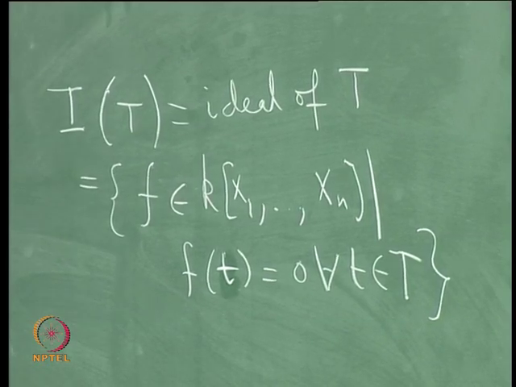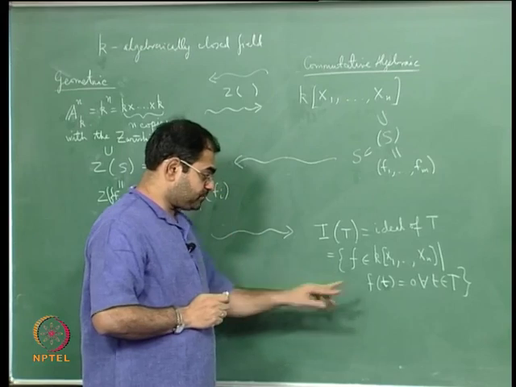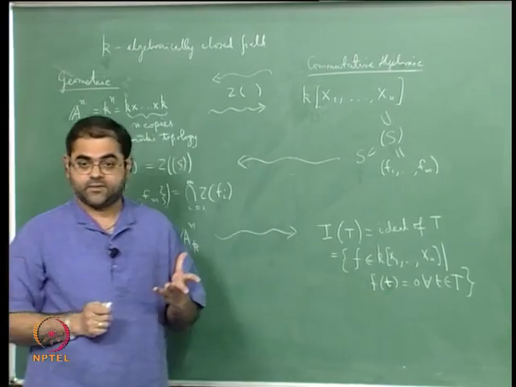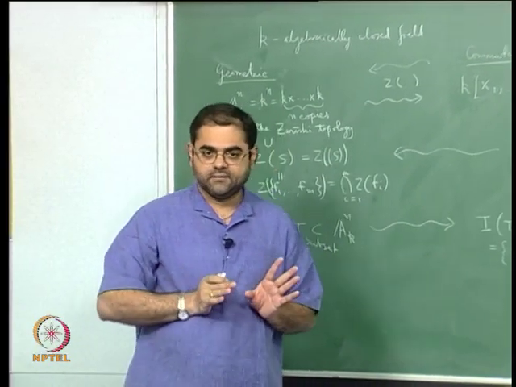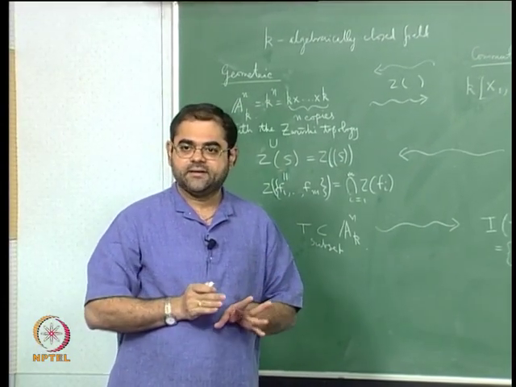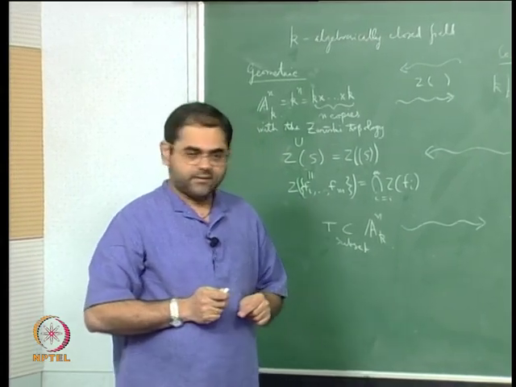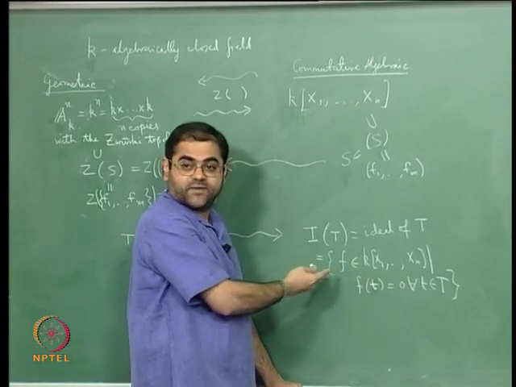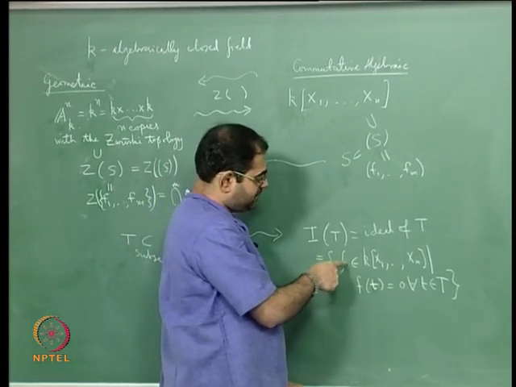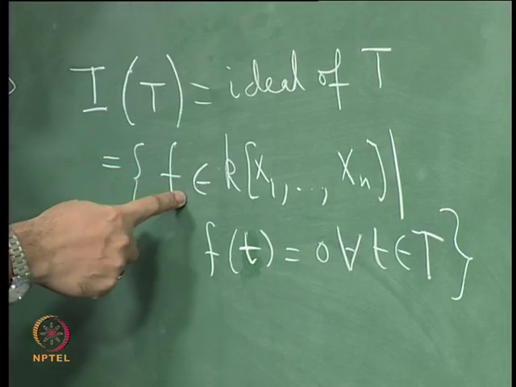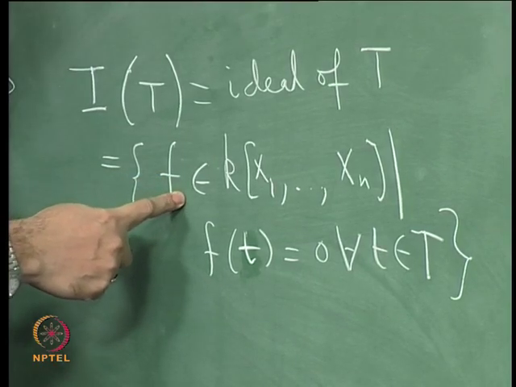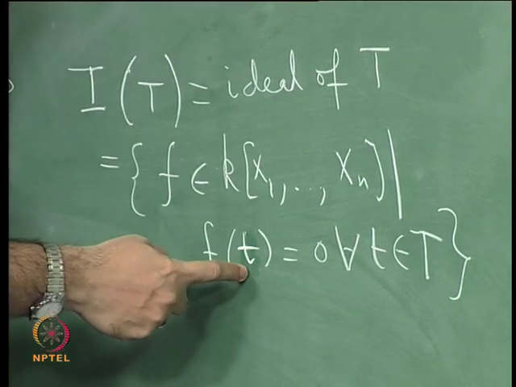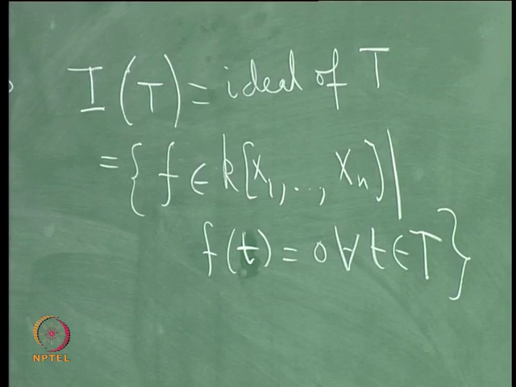So there are two statements I want you to understand. First thing is I am defining a set and I am calling it an ideal. In general that is not correct. I can define a set, then I have to verify it is an ideal. But if you really look at this definition, it is obvious that it is an ideal, because if you take two such f's, say f1 and f2, and f1 and f2 both vanish at every point of T, then so does the sum.